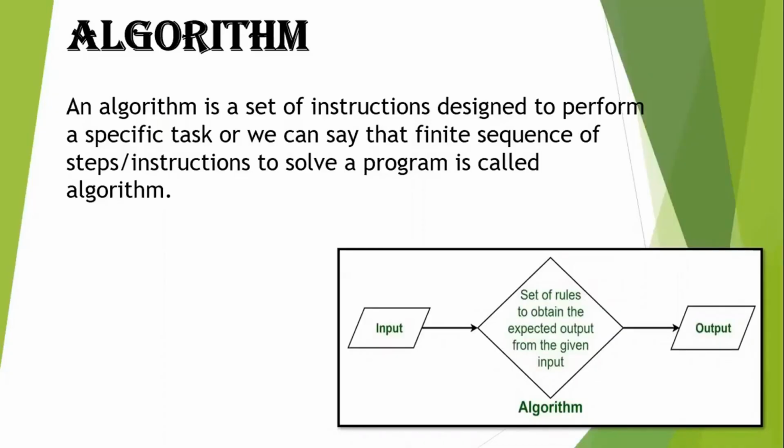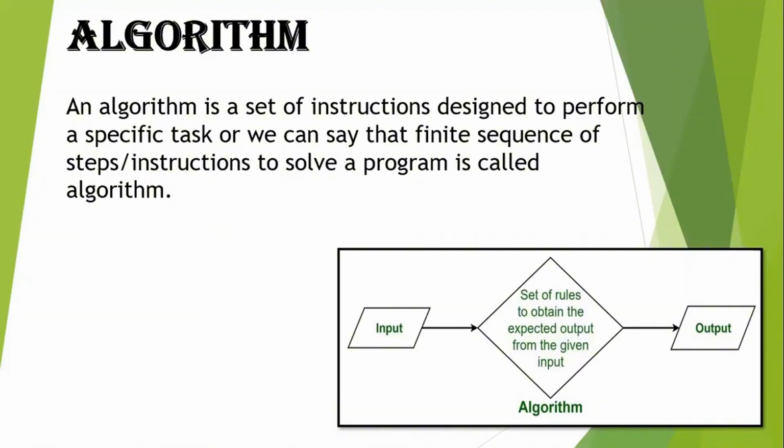What is an algorithm? An algorithm is a set of instructions which is designed to perform a specific task, or we can say that it is a finite sequence of step instructions to solve a problem is called an algorithm. It means we want only simple language, that is called English language, to write any algorithm. So we don't need to write any syntax in this. Only the person should have the domain knowledge for writing an algorithm.